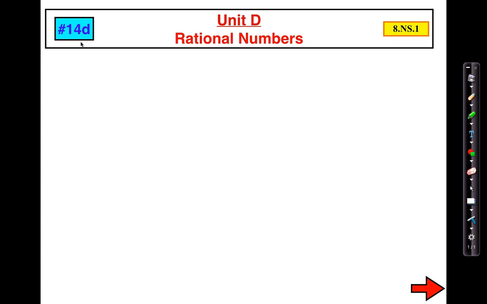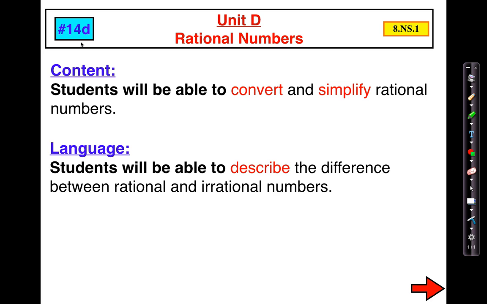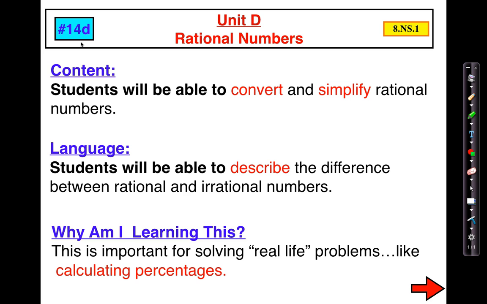Welcome back. Today we're working on 14D, which is rational numbers. Our content objective is students will be able to convert and simplify rational numbers. Language objective is students will be able to describe the difference between rational and irrational numbers. And why am I learning this? Well, it's important for solving real-world problems like calculating percentages.